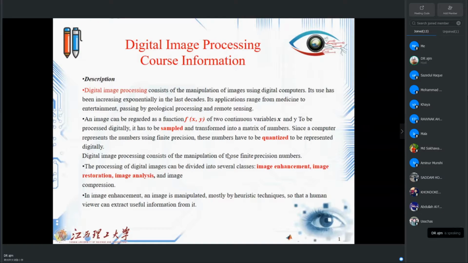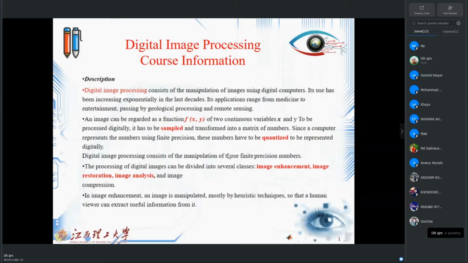The application of this subject is from medicine to entertainment, and so many works, something like geometrical works, something like geographic works, something like various industries which we will see. And if we imagine an image as a function f of x and y in the 2D point of view, as a variable of x and y, which can be processed digitally, we can see that it can be sampled and transferred into the matrix form, and then the study will start.